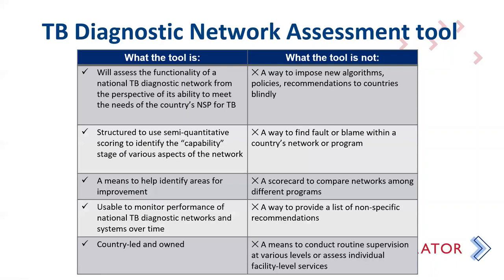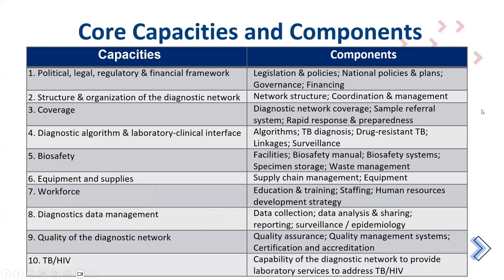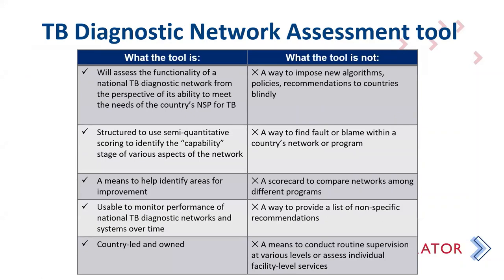So this slide is mainly to note that the DNA is not a way to impose new algorithms, policies, or recommendations to countries, not a way to identify a specific county or a specific site to blame. It's neither a scorecard to compare networks among different programs. It's not a way to provide a list of specific recommendations, and not a means to conduct routine supervision. It is mainly meant to assess the functionality of the network in terms of the ability to meet the strategic plan. And it uses a semi-quantitative scoring to identify the capability stages of various aspects of the network. It's also a means to identify areas for improvement, and also is country-led and country-owned. Next slide.